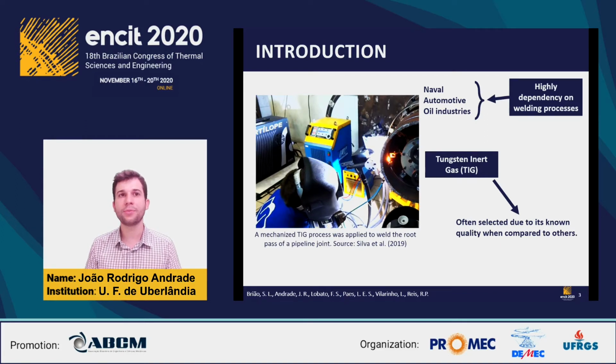Among the main types of welding, the TIG procedure is given by an arc generated between a non-consumable tungsten electrode and the workpiece. Its main advantage is higher quality when compared to other procedures, for example, MIG-MAG. In this figure, from Silva et al., we can see a mechanized TIG process which was applied to weld the root pass of a pipeline joint.